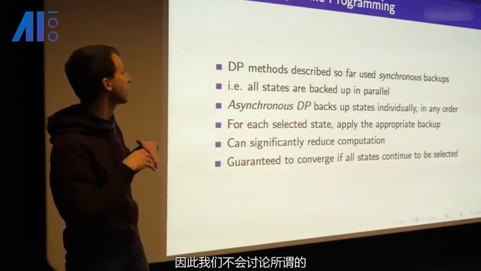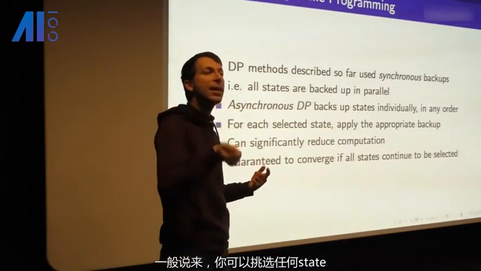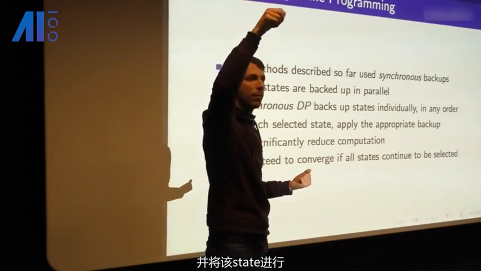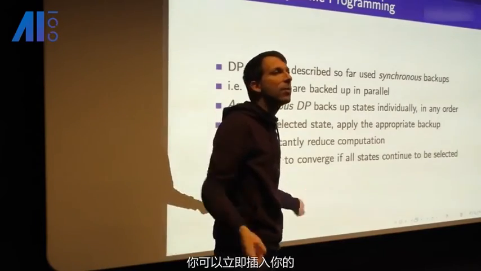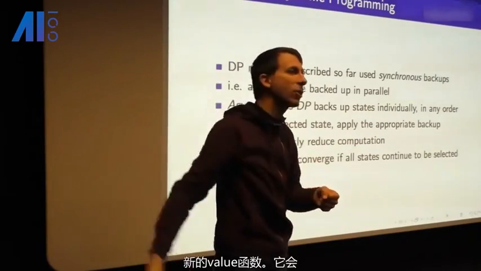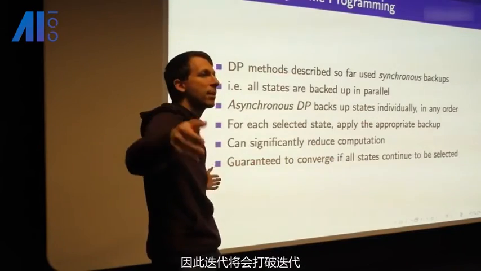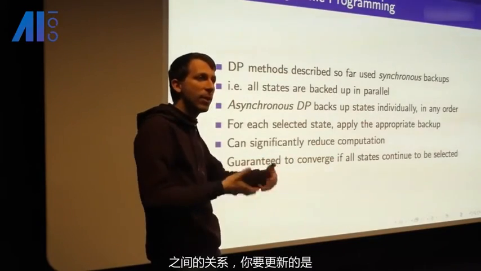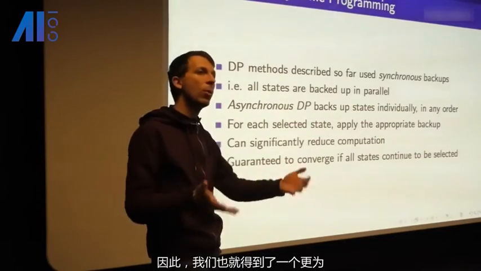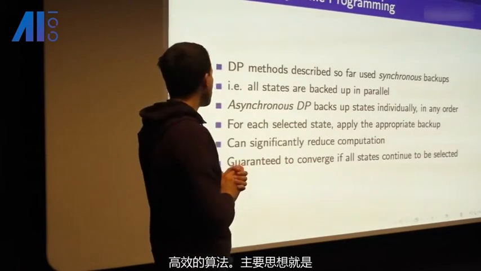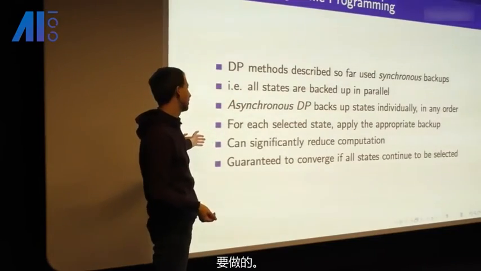So we're now going to talk about what's called asynchronous dynamic programming, where you just pick any state you want to be the root of your backup, you back up for that state, and then you can move on immediately. You can plug your new value function back in at the bottom without having to wait until you've updated every single state. So we're going to break this relationship between iterations and updating every single state in our state space, and we're going to come up with more efficient algorithms as a result. The main idea is to reduce computation. That's why we're doing this.